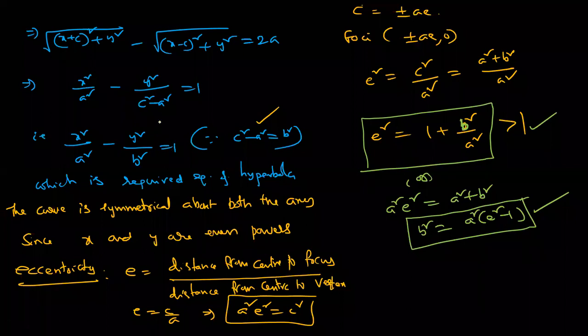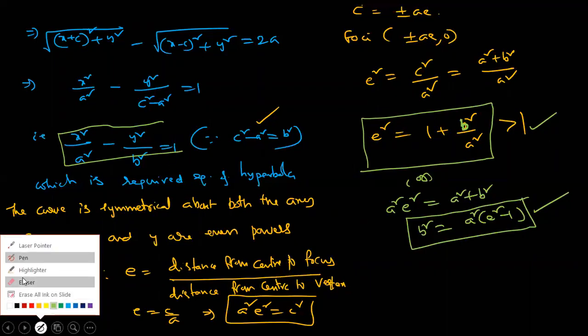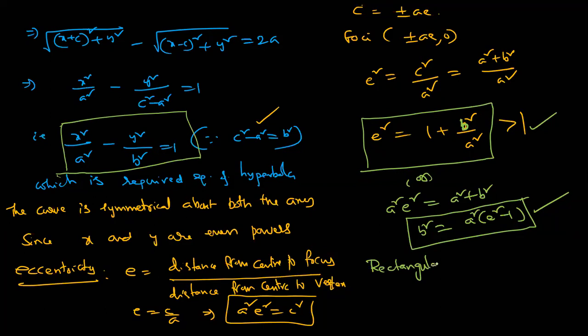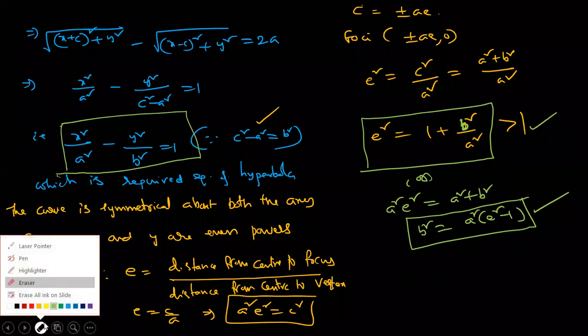Now my question is, in this case, dear students, if a is equal to b, what happens? That is my question. Right? That is called a rectangular hyperbola. Otherwise, I'll write it in the next slide, better. This is not sufficient. Shall I turn this one?